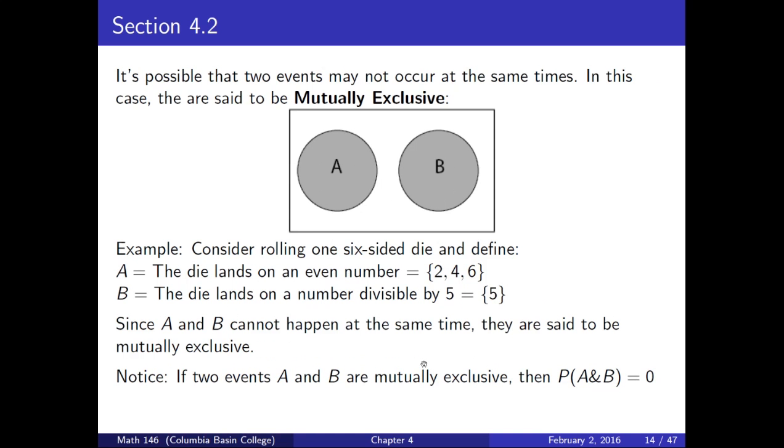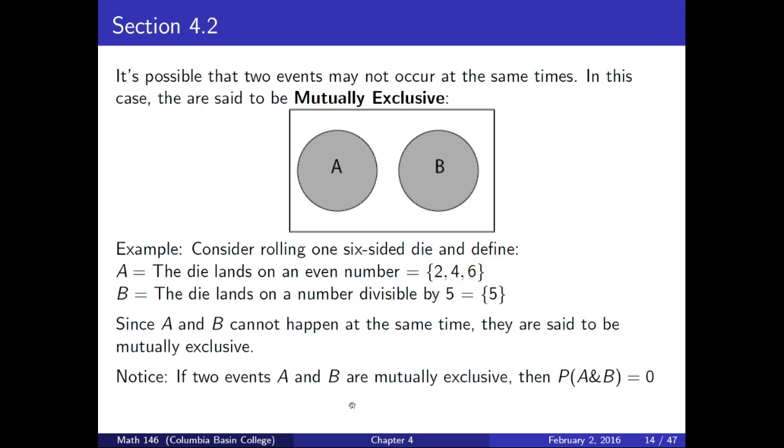Now, it's possible that two events might not ever happen at the same time. So if this is the case, then we say those events are mutually exclusive. So in this Venn diagram, you can see A's over here, B's over here, no overlap. So looking at an example here, let's say that A is the event the die lands on an even number, B is the event that the die lands on a number divisible by 5. Well, 5 is the only one divisible by 5. 2, 4, and 6 are then even numbers, and so in this case A and B can't happen at the same time, so they're said to be mutually exclusive.